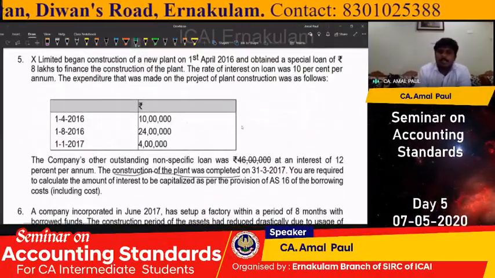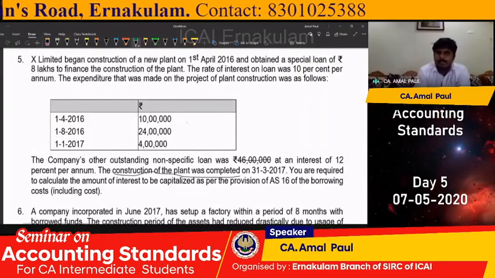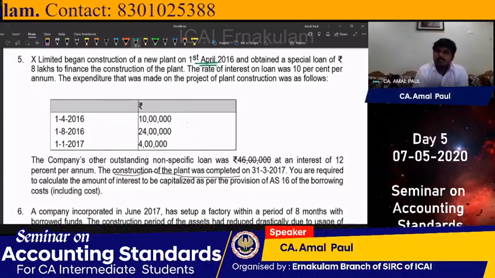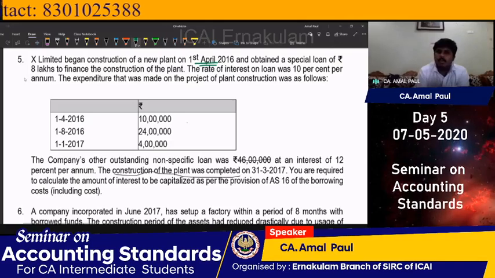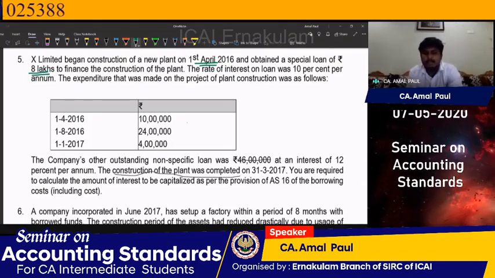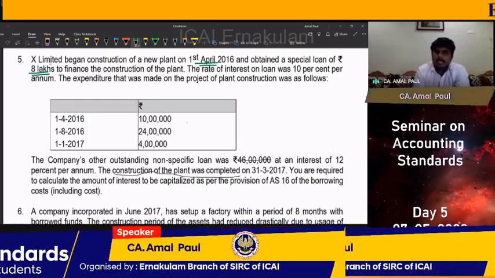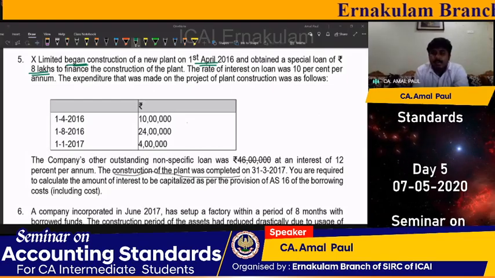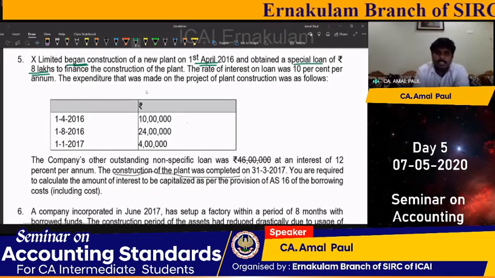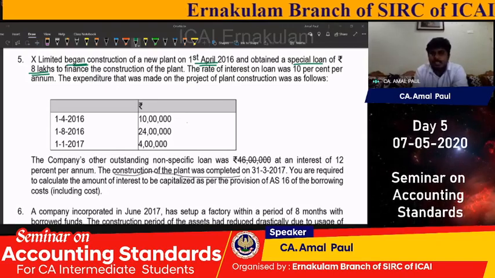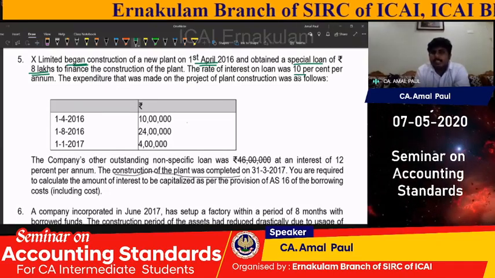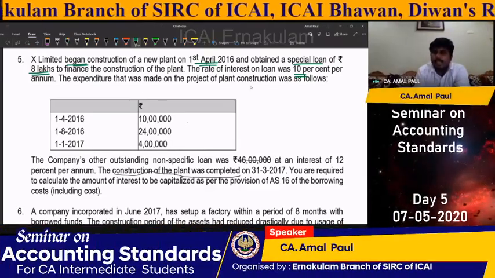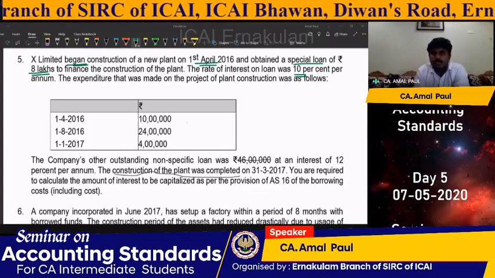X Limited began construction of a new plant on 1st of April 2016, and they had obtained a special loan of 8 lakhs to finance the construction of the plant. They had begun construction on 1st of April. This is a specific loan of 8 lakhs to finance the construction. The rate of interest is 10% per annum. The expenditure made on the project of the plant was as follows.